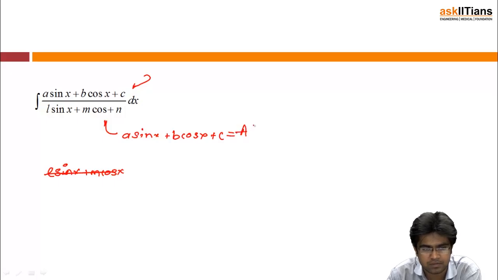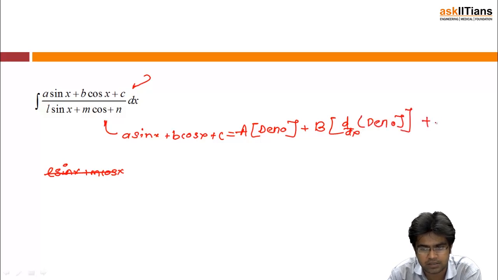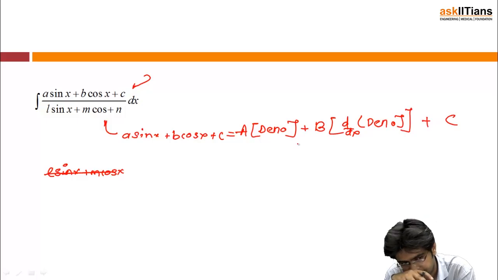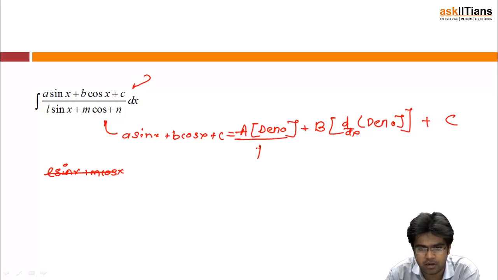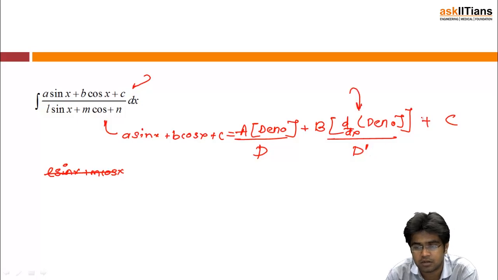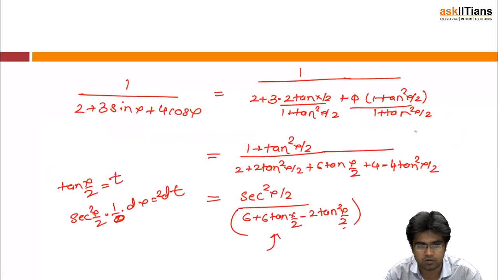Let's say a times denominator plus b times d by dx of denominator and then plus c. Now what will happen? A times denominator divided by denominator will cancel out. It's a straight away integral of a. B times denominator dash divided by denominator: if you put denominator as t, dt is available. C times denominator, that's what we have just now solved, or a constant over the denominator.